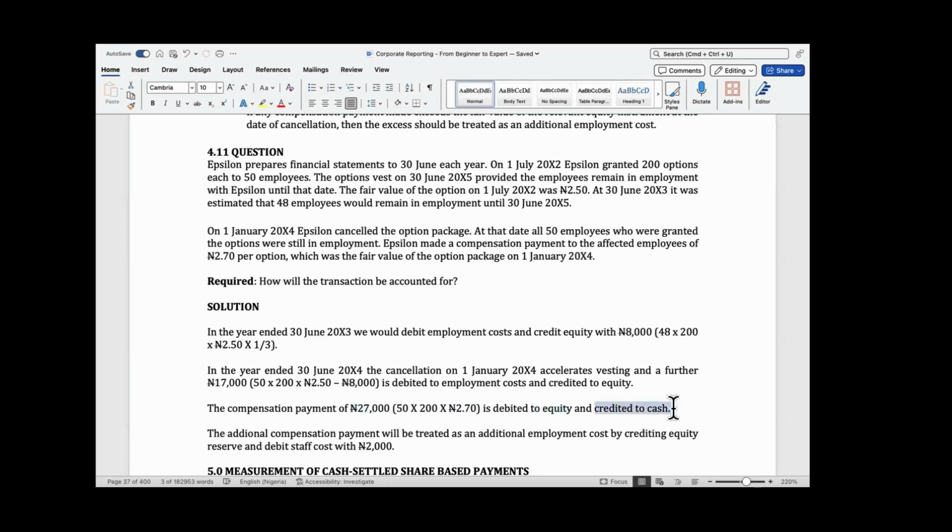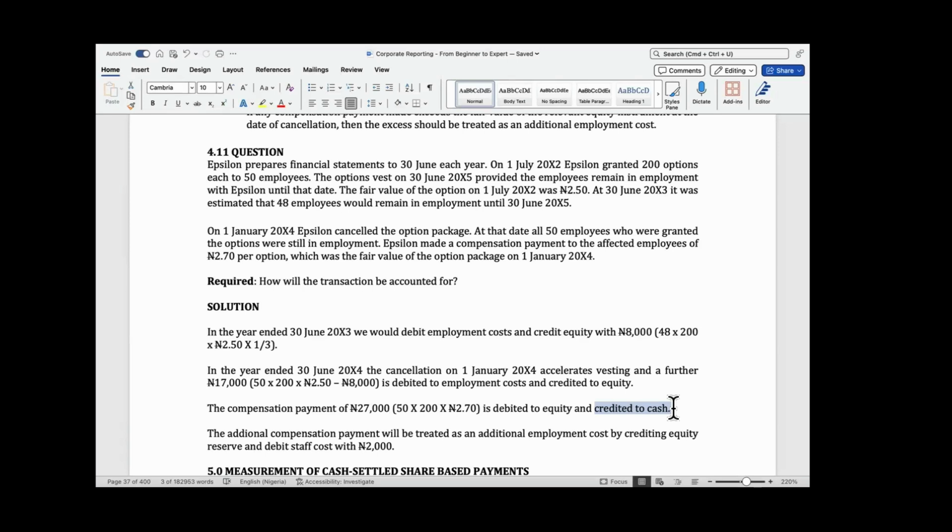Because they will pay them money. Note that the balance in equity was 25,000. Now they have debited it with how much? 27,000. What happened to the remaining 2,000? Transfer it. Credit equity.